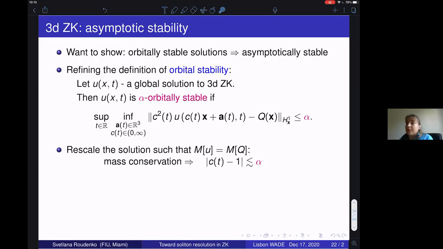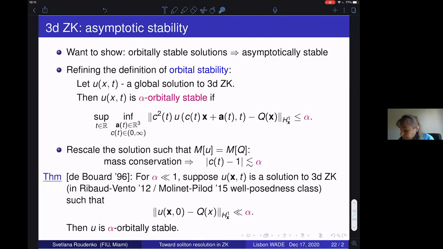We can think of it like we're moving with the soliton, and our solution has the location and has the speed or rescaling parameter c, and so we stay within this parameter alpha. If we look at the mass conservation, what it does is that it basically tells you that c of t should be staying very close to 1. So that's just the speed that we're taking. So we're staying very close to the alpha.